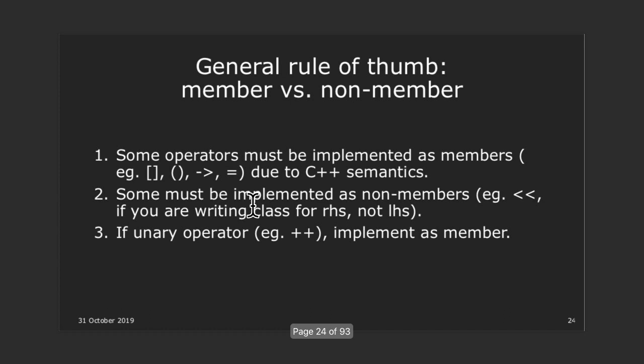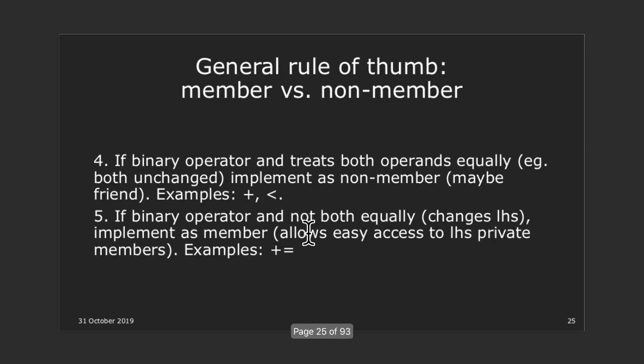Okay, so the rule of thumb is, first, some operators have to be implemented as members. There's no way around it. So the bracket ones, the equals, they have to be implemented as member functions. There are some which you have to implement as non-members, like what we just saw, the alligator one, because you can't write into the OStream class. So you have to implement it as a non-member. For unary operators, we don't have time to implement a plus plus, but you can implement a plus plus. You have to implement those as members.